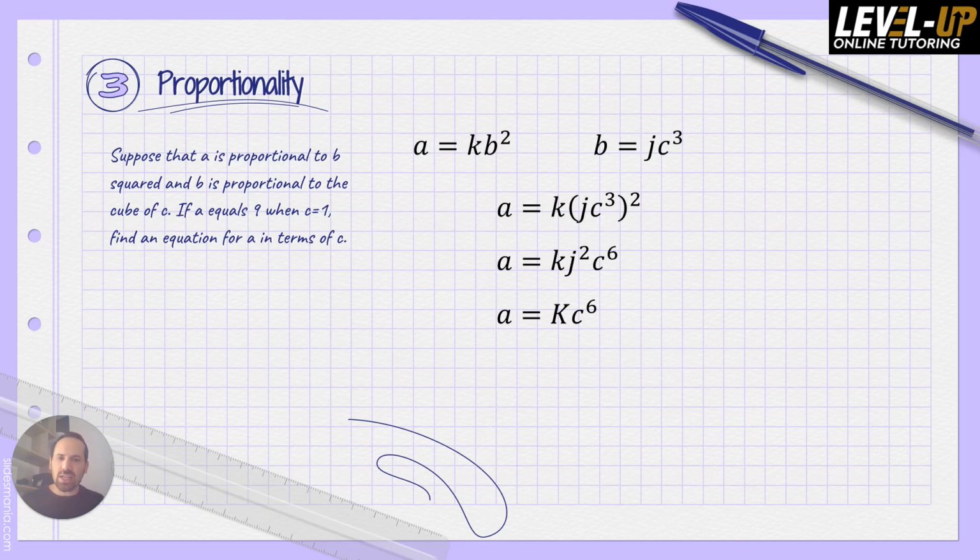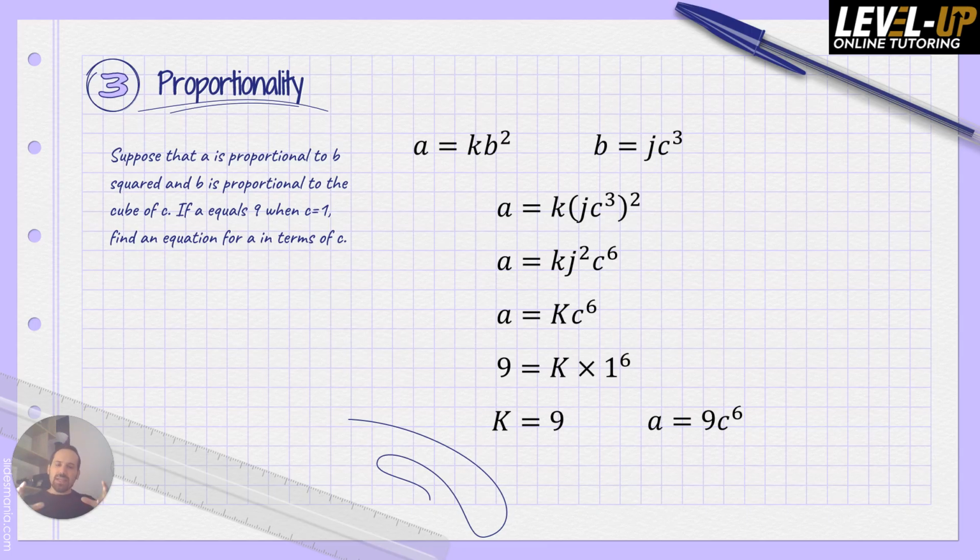And you see the proportionality here between a and c. That's what we really need. And now we can just solve this in the same way we've done before, because if you're given a boundary condition, a is equal to 9 when c is equal to 1. So if we put that in, 9 is equal to k times 1 to the power 6, we can see k is equal to 9. And so a is therefore equal to 9 times c to the power 6.